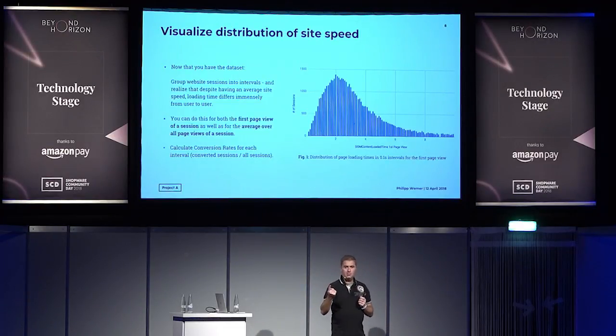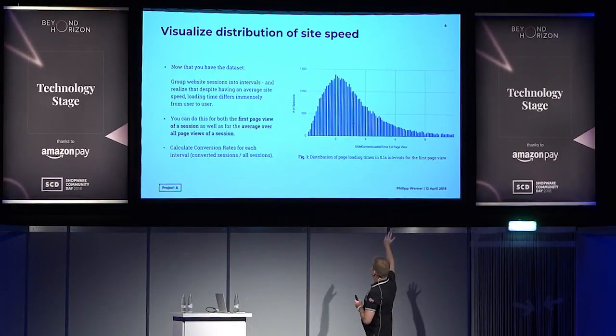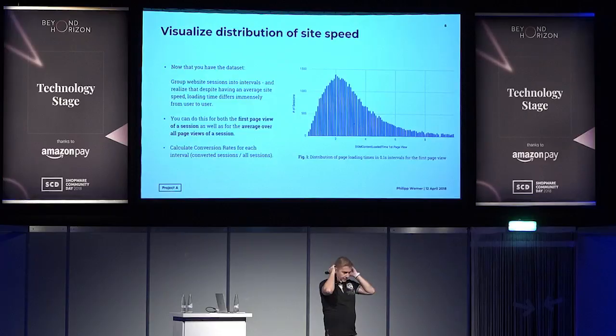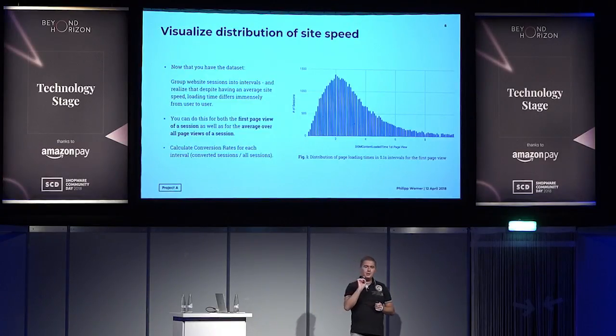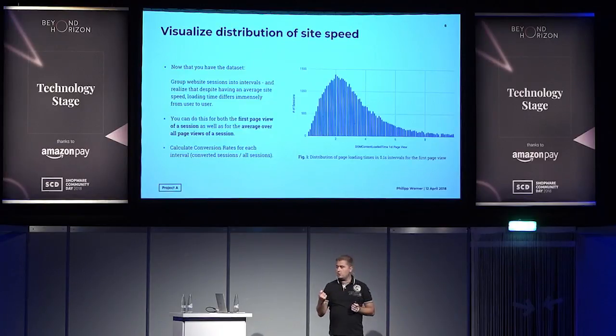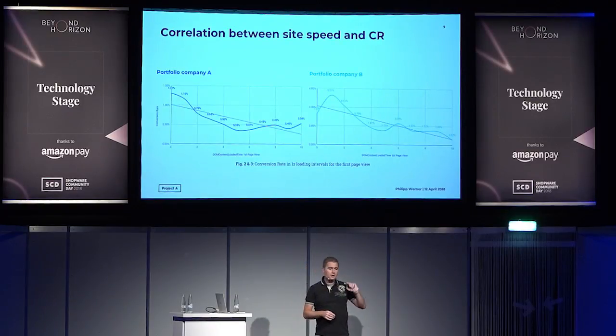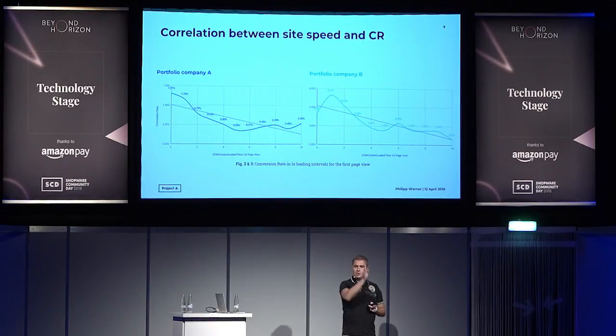So far, so good? So what you get is like this. The slice of roughly 2 seconds, we have 1,400 people in there. And what they did next was that they calculated the conversion rate for each of these slices. And this looks like that. So you know what the conversion rate for each slice of page load time is.